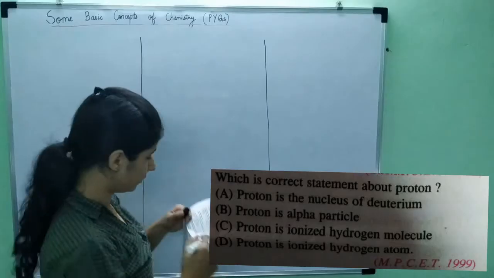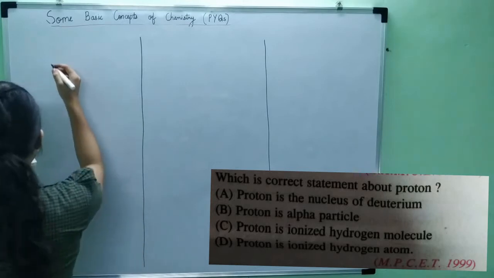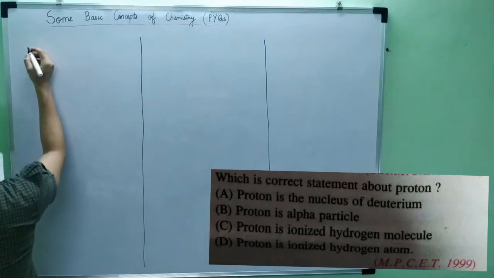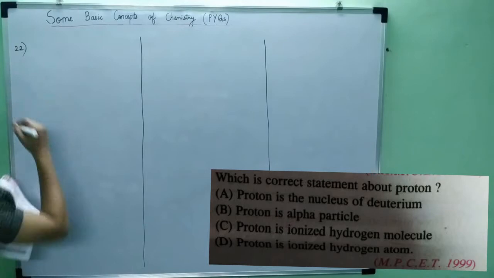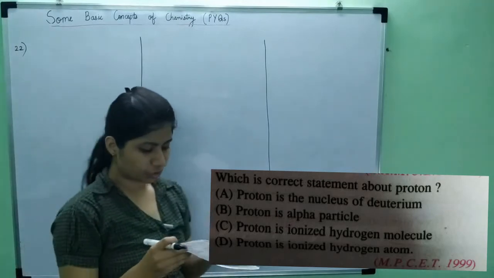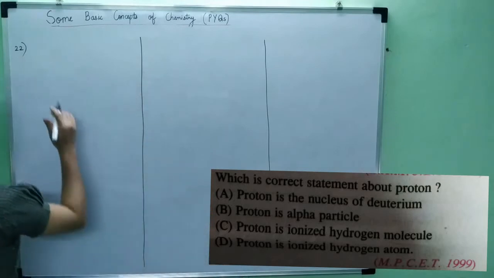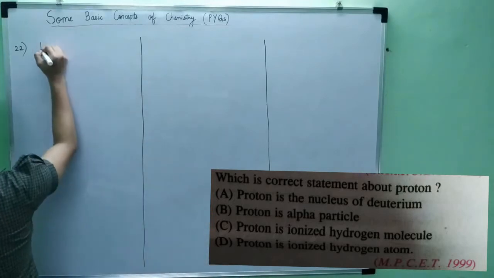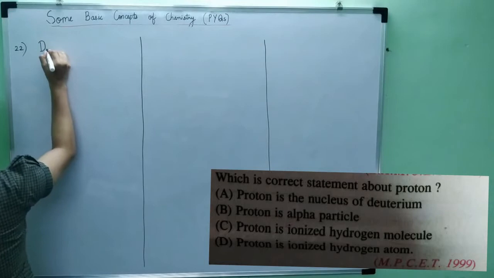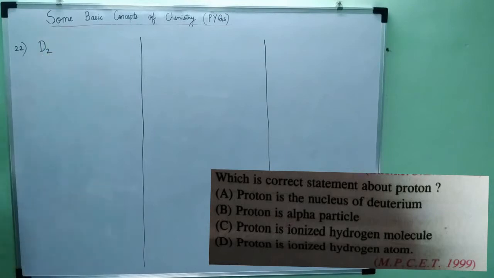So the next question is, which is the correct statement about the proton? The statement is, proton is the nucleus of a deuterium. Now, what is a proton actually? Let's see. Now, what is deuterium? Deuterium is D2. What is it actually?